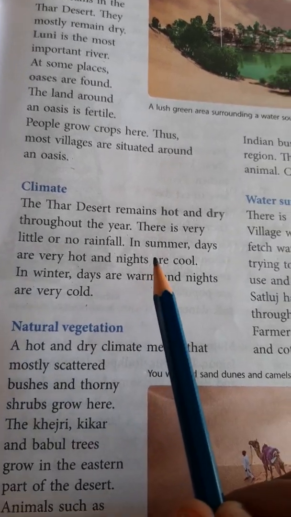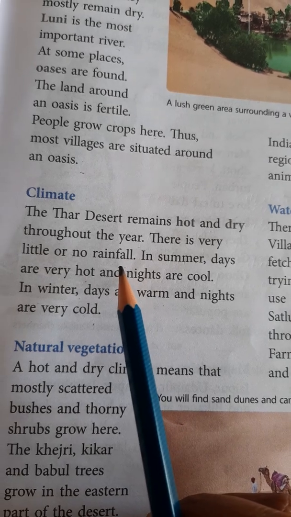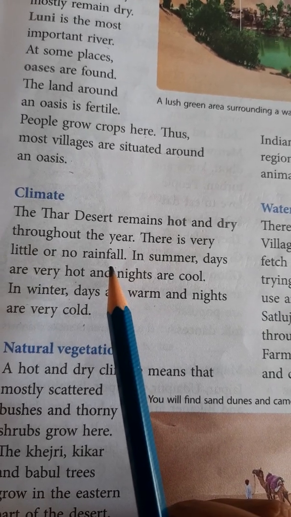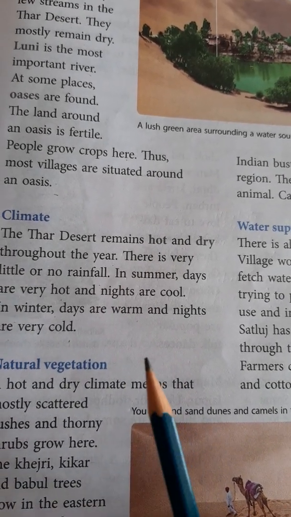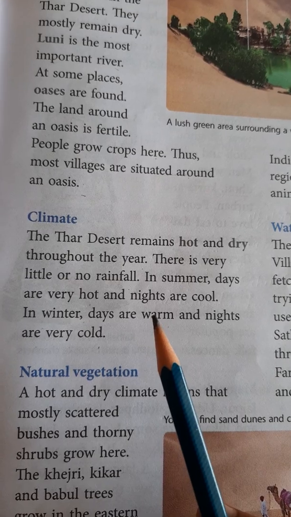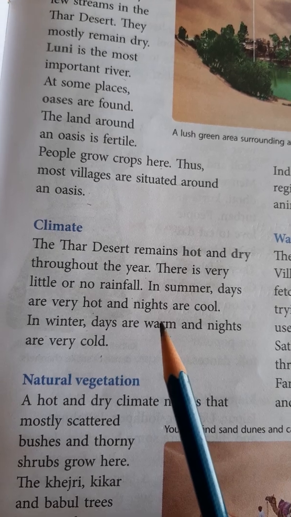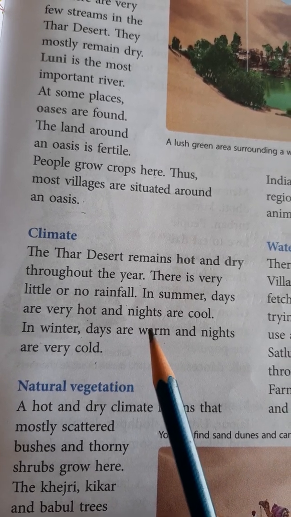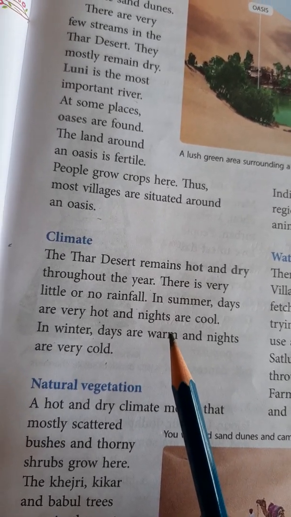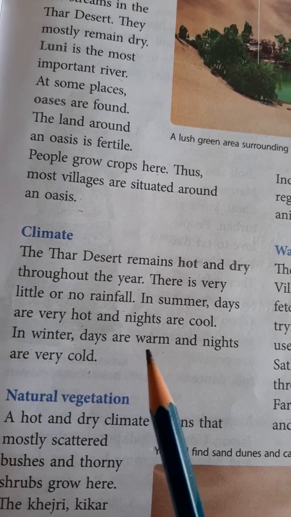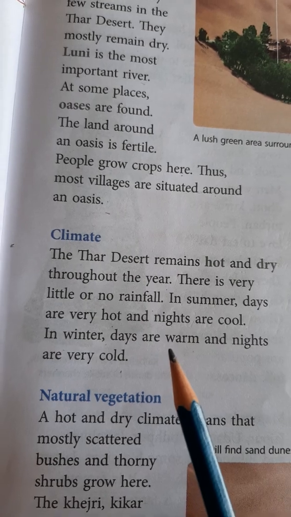So the climate in the Thar Desert is very hot and dry throughout the year. There is very little or no rainfall. So in this Thar Desert mostly we can say there will be no rainfall. In summer, days are very hot and nights are cool. So in the summer time, in the daytime it is hot, and at night times it is cool. In winter, days are warm and the nights are very cold.